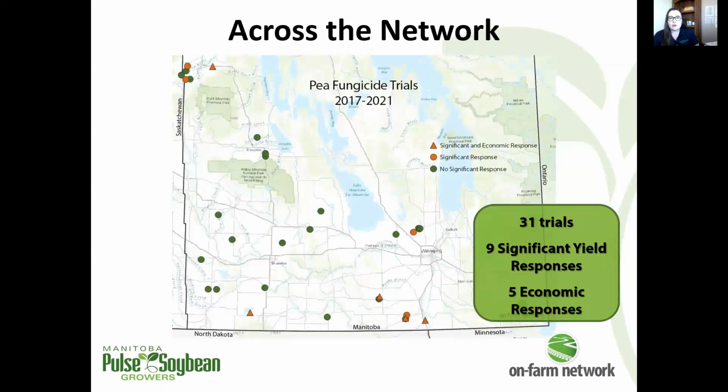So looking across the network at all of our pea fungicide trials to date, we've had 31 of these in total, starting back in 2017. So we're looking at 5 growing seasons here, 31 trials in total. And if we look at how responsiveness breaks down over those trials, we see that 9 times out of 31, we're getting a significant yield increase with some type of fungicide application. And only 5 times out of 31 are we seeing that response be enough to be economic, where that yield increase is at least enough to offset the cost of the fungicide application.